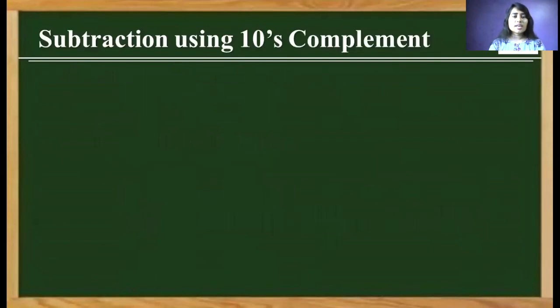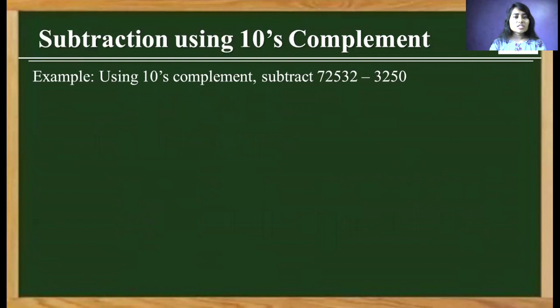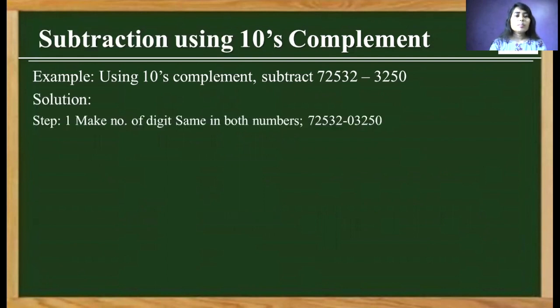Subtraction using tens complement. Using tens complement, subtract 72532 minus 3250. So step number 1, make the number of digits the same in both numbers. Here 3250 is a 4-digit number, so we have to make this number a 5-digit number. So just add 0.